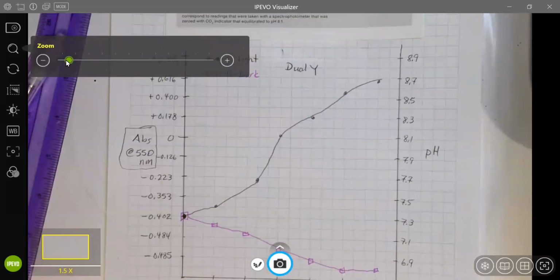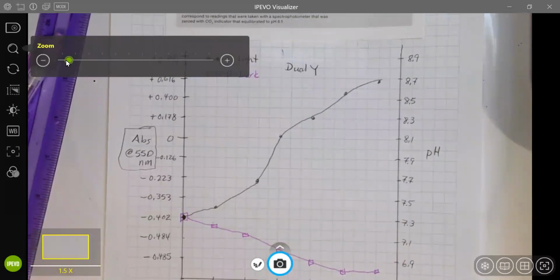Now, I just made up these data points. I don't remember exactly where the data points were in the experiment in the video where you're getting your data from, but you're going to have one line going up and one line going down.